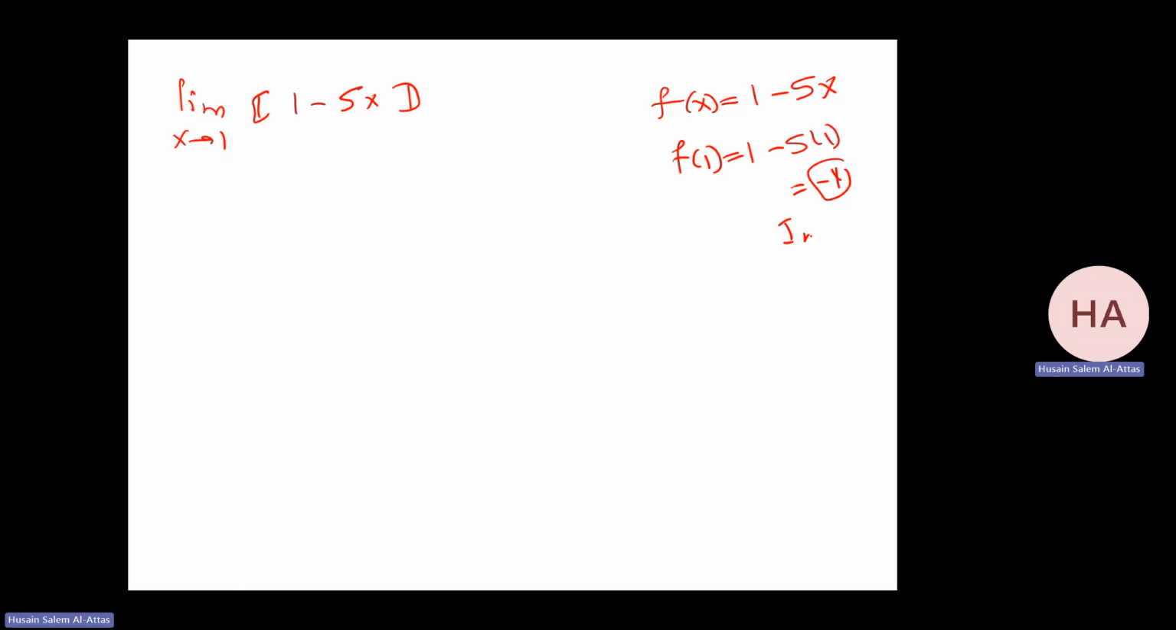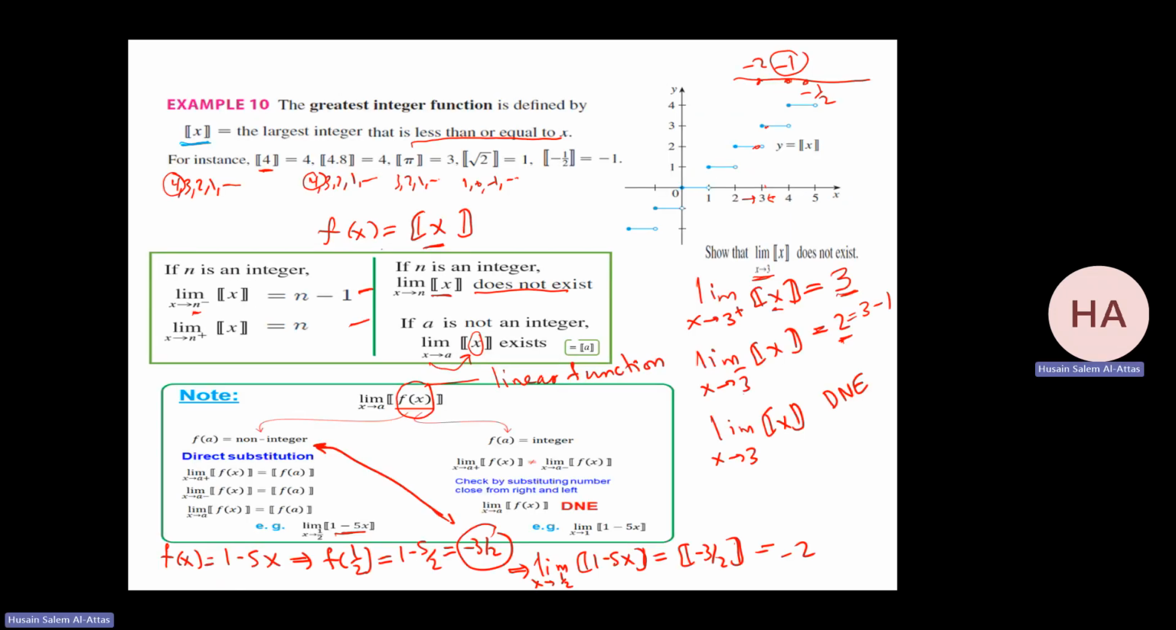Because I want to do the next one, which is the limit as x goes to 1 of the greatest integer of 1 minus 5x. Okay. Now, what is my f of x? 1 minus 5x. What is f at 1? 1 minus 5 times 1, it's minus 4. This is an integer. So what shall I do? If it's an integer, you need to check left and right.